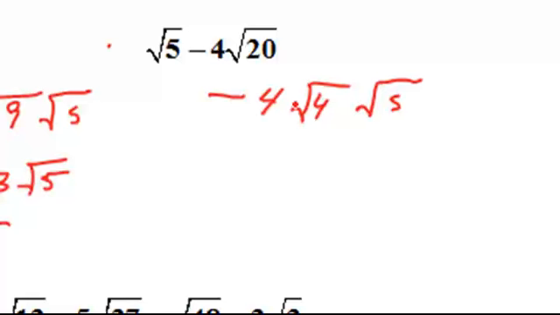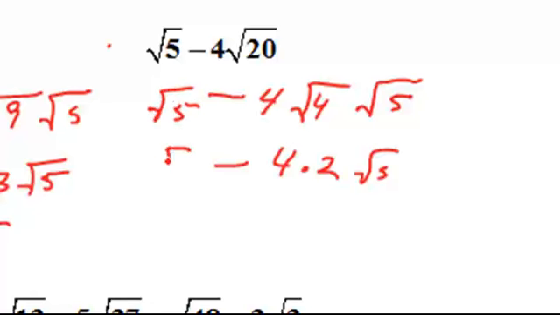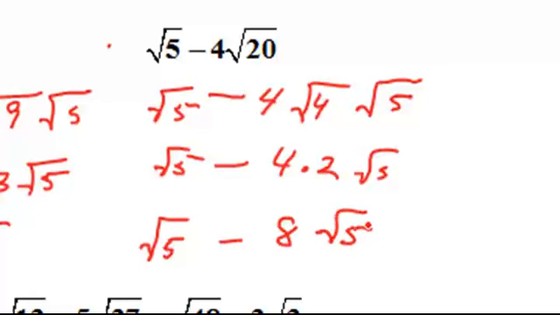Okay, what do we have here? We have 4 times this times this. 4 times the square root of 4 times the square root of 5. So we have minus 4 times what? Okay, that's perfect square. 2 times the square root of 5. And I'm just going to throw this in. Okay, so we get 8 square root of 5.